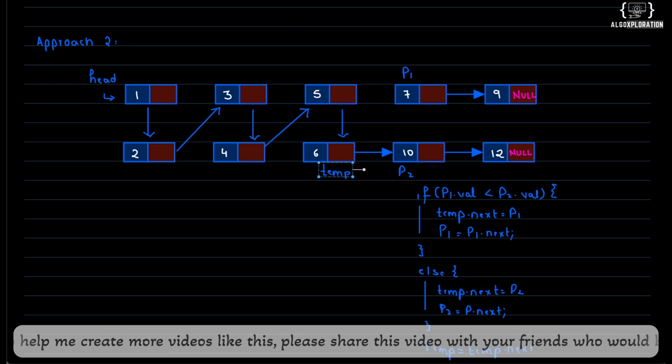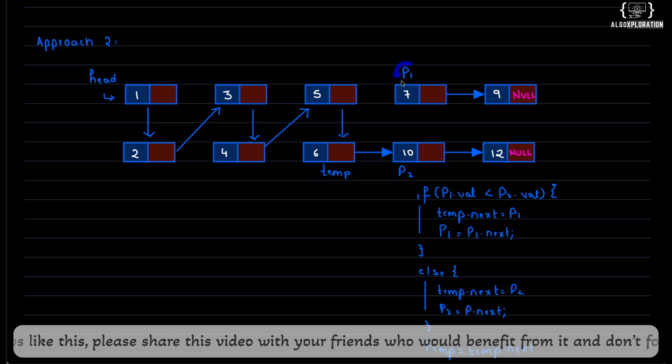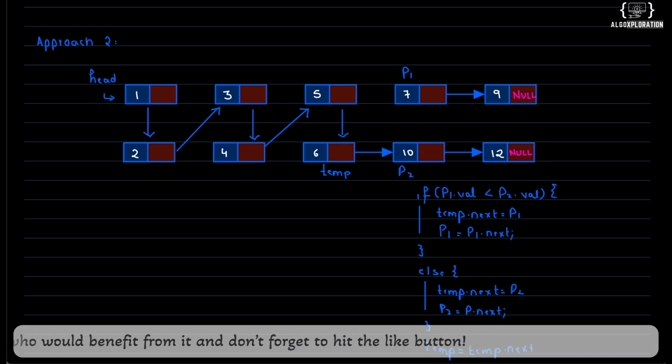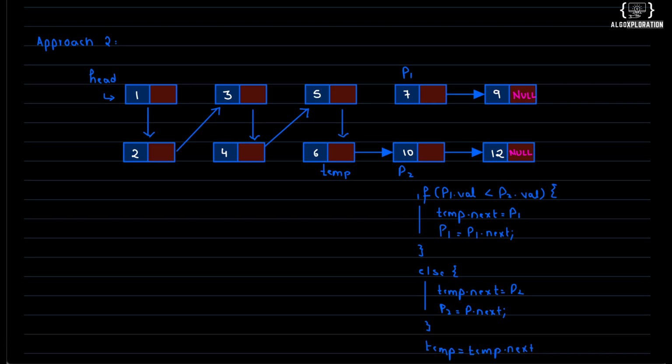Again I will be doing a comparison of P1 and P2. Over here I do see that 7 is the minimum, or the smallest. So do temp dot next as P1, so delete this and point temp dot next as P1, and after doing this, shift P1 and shift temp as well.